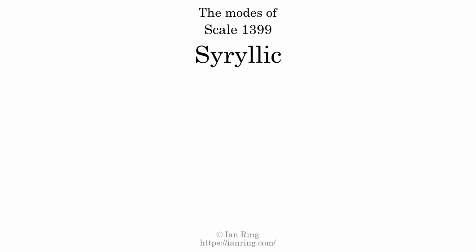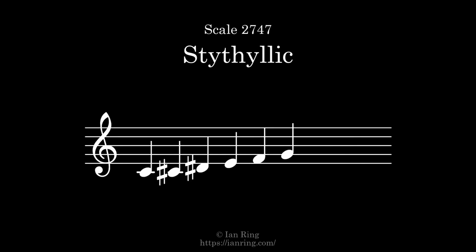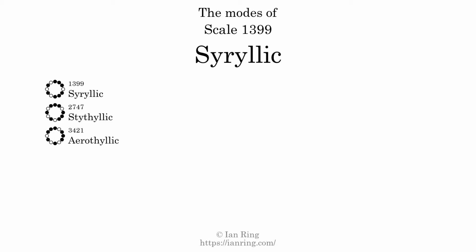This scale has 8 modes. The first mode is itself. The second mode is scale 2747, also known as Syryllic. It sounds like this. The third mode is scale 3421, also known as Syryllic. It sounds like this.